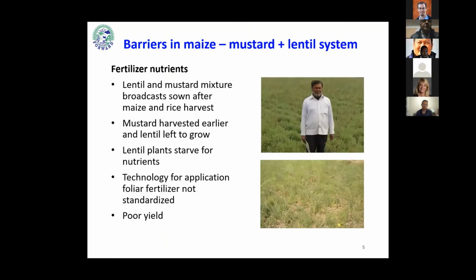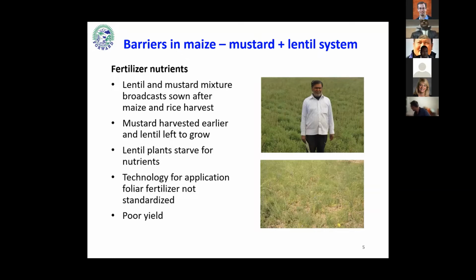Now the other is barriers in the maize, mustard, lentil system. As lentil is grown under a maize-based system and mixed with Brassica campestris, this Toria. In that system, lentil and mustard seed mixtures are broadcast soon after maize or rice harvest. Mustard is harvested earlier and the lentil is left to grow.